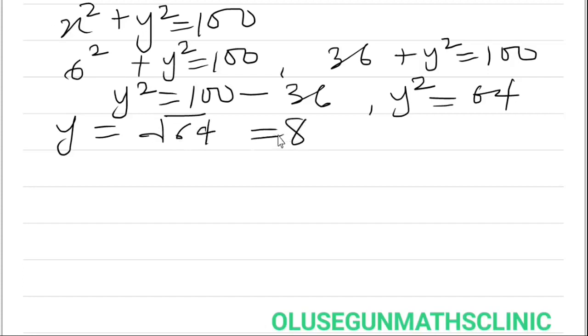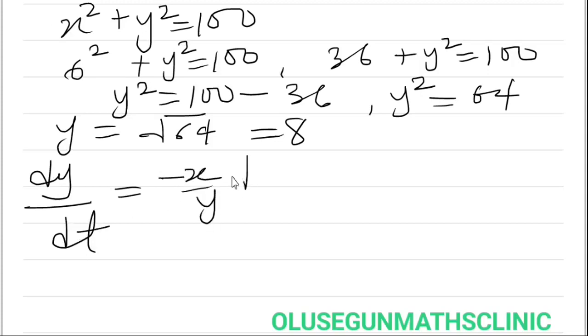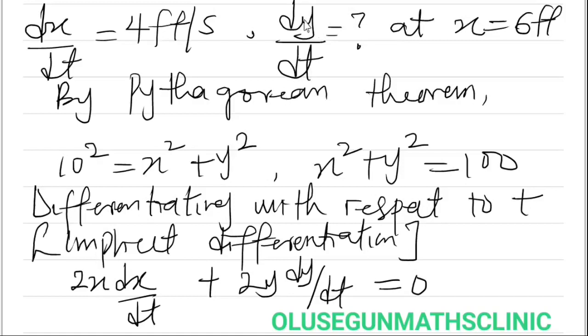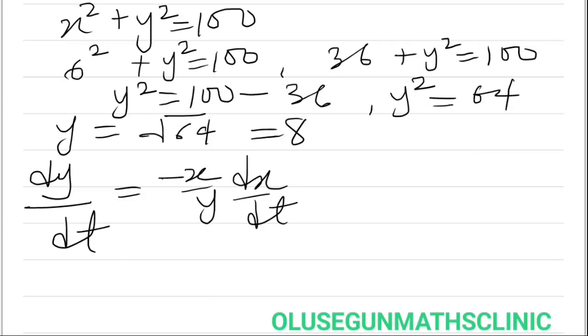Now, if y is equal to 8, and the formula says that dy/dt is equal to minus x over y times dx/dt. We know the value of dx/dt from the question given to us, which shows that dx/dt is 4 feet per second, the rate at which the ladder is moving at the ground side.